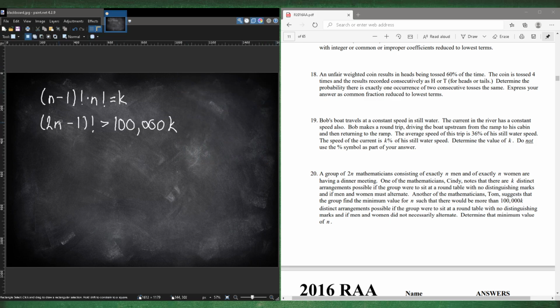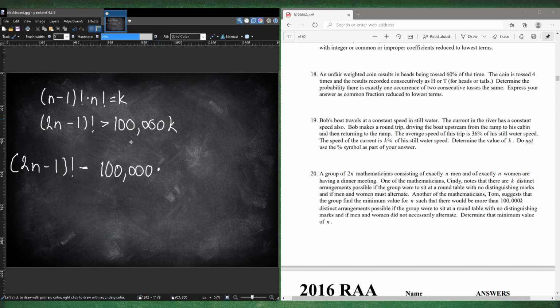So basically all you have to do is look at the inequality: we have 2n minus 1 factorial minus 100,000 times k, which is just n minus 1 factorial times n factorial, and that is greater than 0, because we subtract 100,000k from both sides. So basically all you have to do is put it in your calculator and find the first value of n such that this side is positive, right? So the first value when you plug it into your calculator is when n is equal to 11. And that's basically all you have to do.